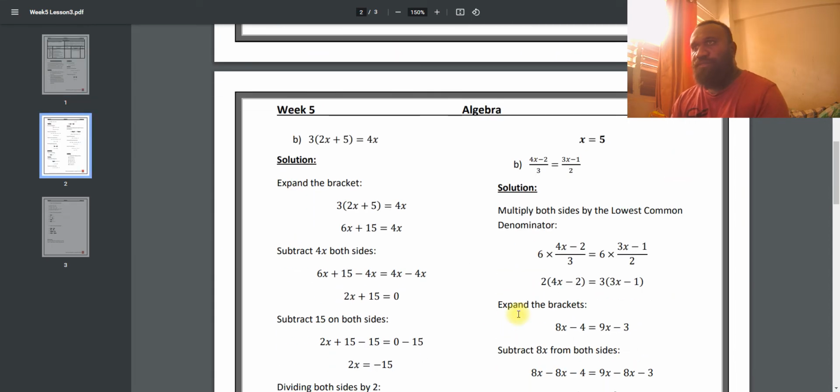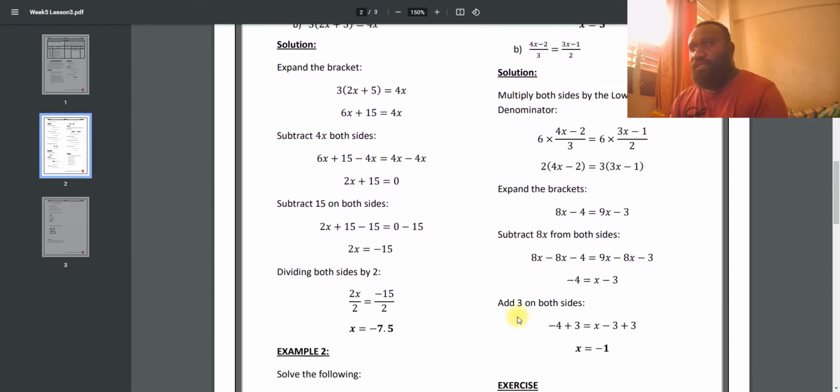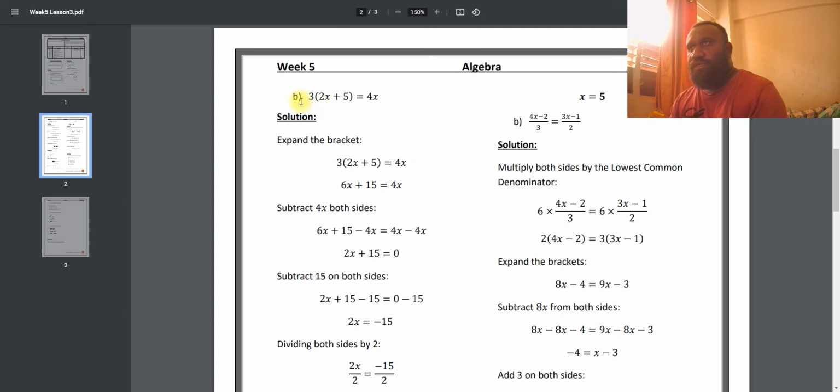Moving on. Part B, we have 3 brackets 2x plus 5. When dealing with brackets, we always expand the bracket first before we start rearranging things to solve for x. So we expand the brackets. 3 times 2x gives us 6x, 3 times 5 gives us 15, equals 4x.